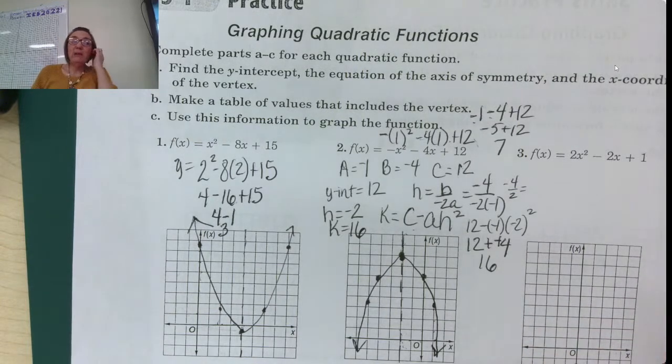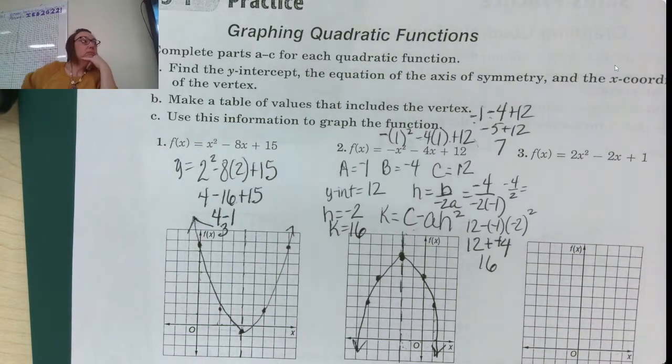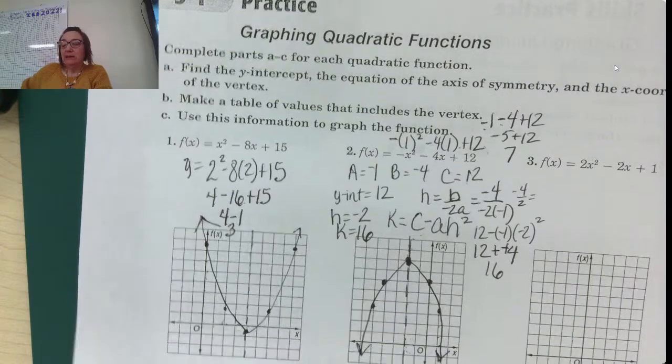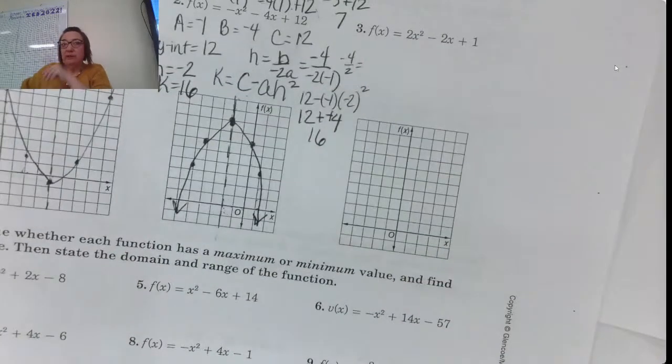Now, what's unique about this one? What's different about him? Why is he upside down? What's your best guess? A is negative. A being negative makes him upside down. Okay, y'all try 3. Let's see if y'all can do it. Let's see if you can do 3 all by yourself.